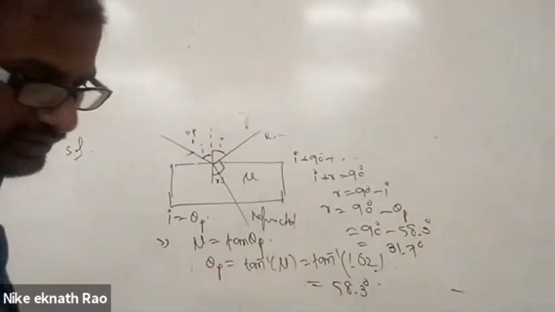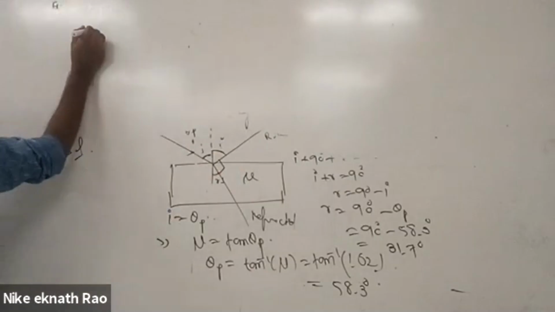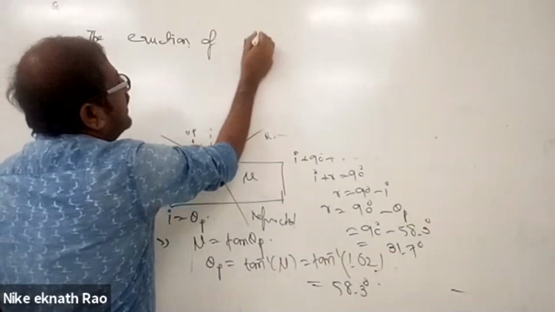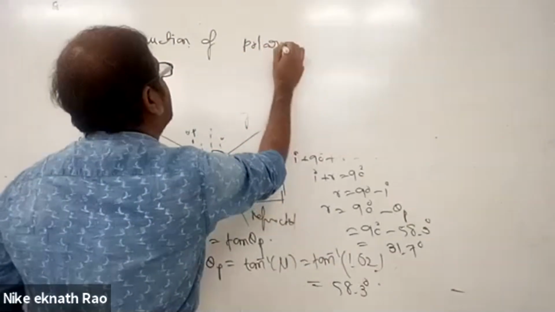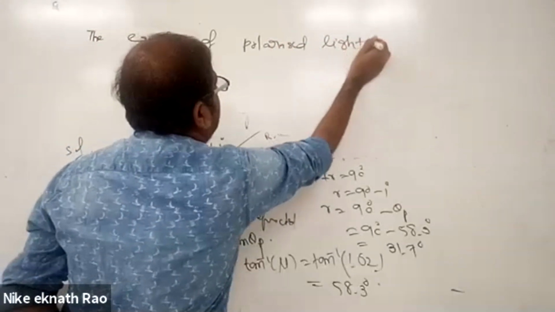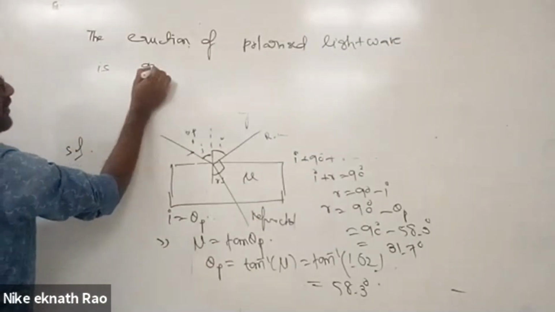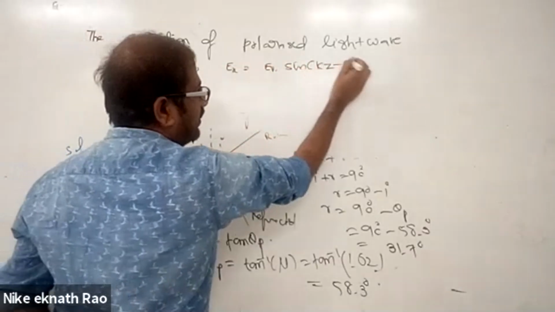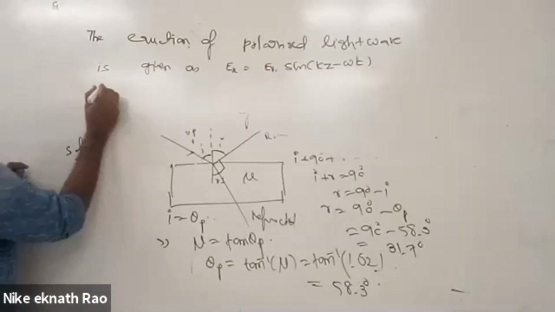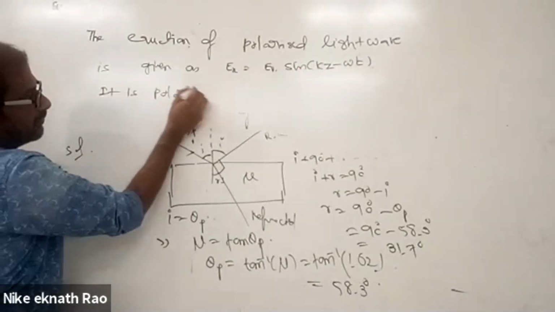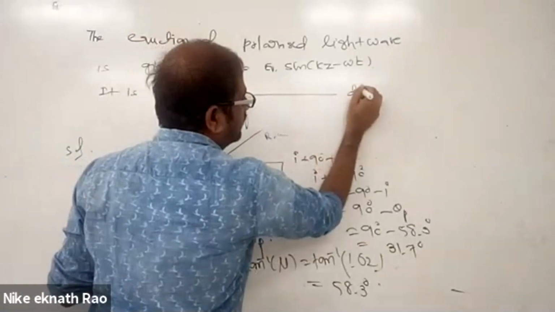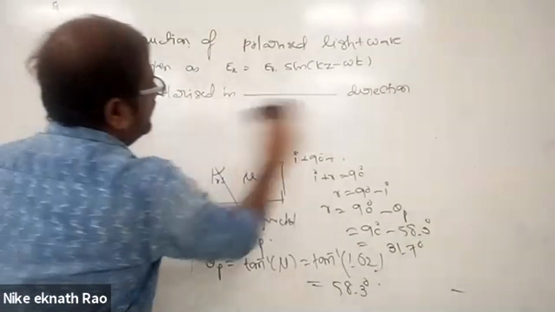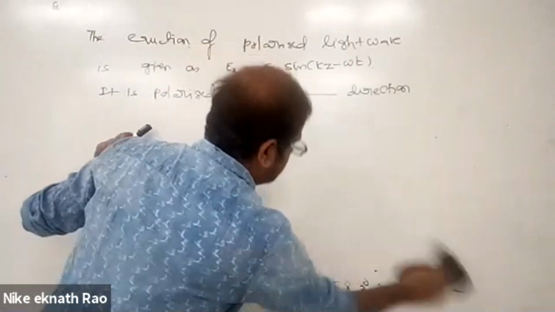For example, this plane wave is given, right? So this is the plane wave, the equation of polarized light wave is given as, say for example, like this: Ex is equal to E naught sine kz minus omega t. So it is polarized in what direction? Can you answer this question? Equation of the polarized light wave is given as Ex is equal to E naught sine kz minus omega t.